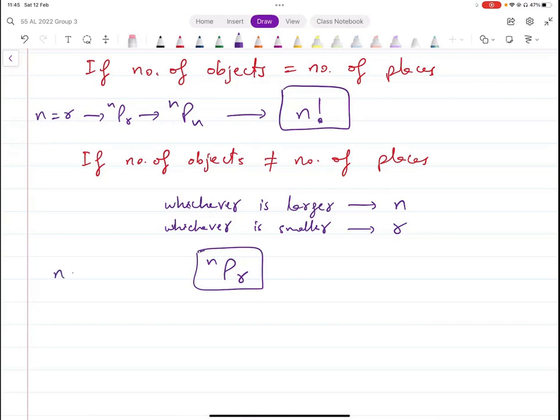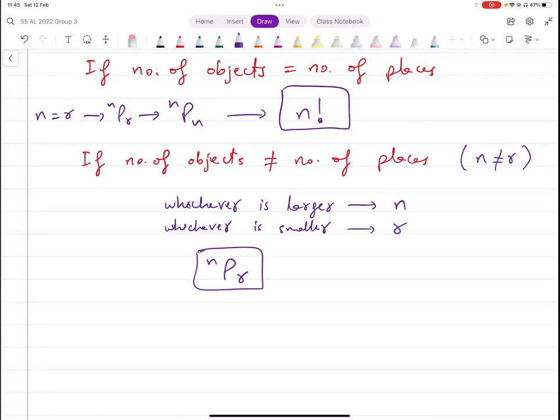Agar wo different hai, N is not equal to R, तो आप क्या करोगे? आप NPR use कर लोगे directly. So this is the second case that we have. Whichever number is larger, you're going to say that's N. Whichever number is smaller, that's R. और आप इस तरह से permutation use कर सकते हो.